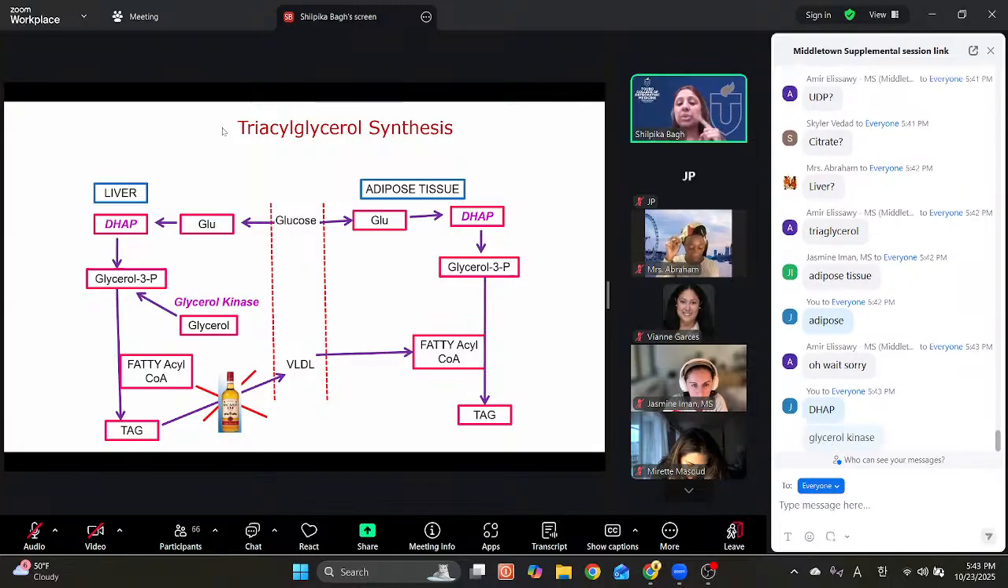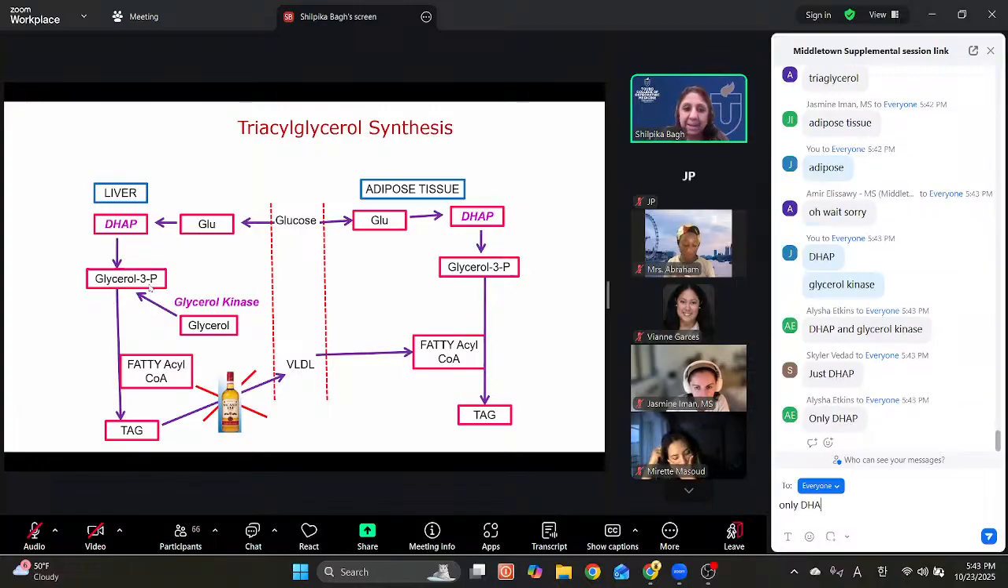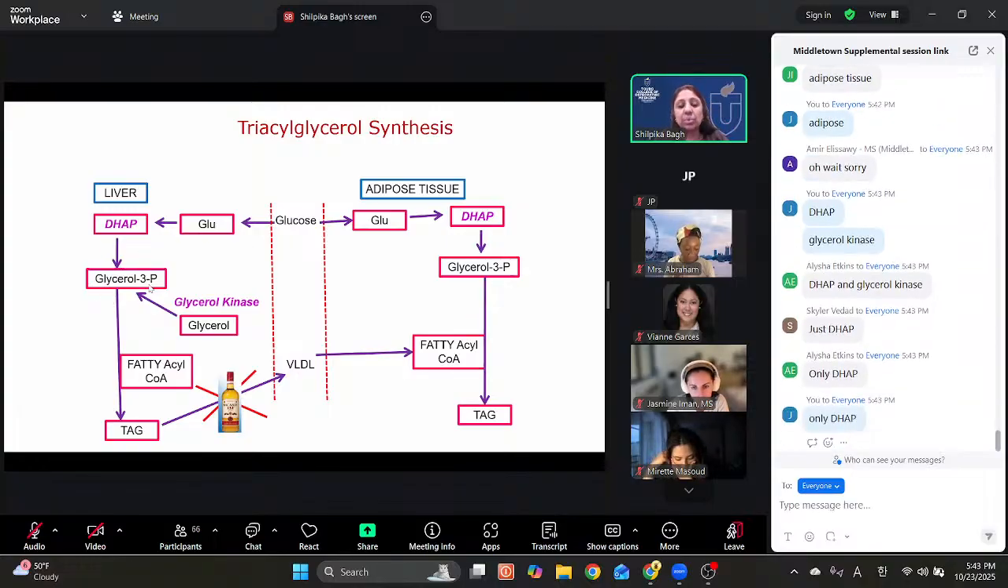DHAP, very good, which you will get from glucose, glycolysis, and glycerol kinase. I like that. Very good. So how do you get glycerol 3-phosphate from two sources in liver? Glycerol kinase and DHAP. But what happens in adipose tissue? This is liver. In liver, DHAP and glycerol kinase will give you glycerol 3-phosphate. Very good. In adipose tissue, it's only DHAP.